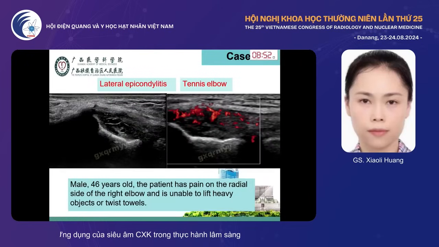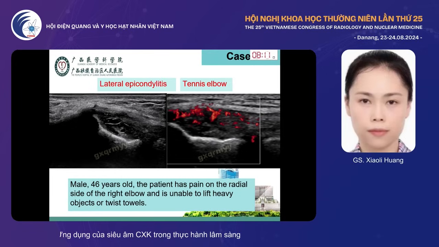Case 4, male, 46 years old. The patient has pain on the radial side of the right elbow and is unable to lift heavy objects or twist towels. The left image is the long axis of the patient's common extensor tendon, showing tendon swelling, reduced echo, and multiple irregular anechoic areas within the tendon. The right image shows the tendon filled with blood flow signals.